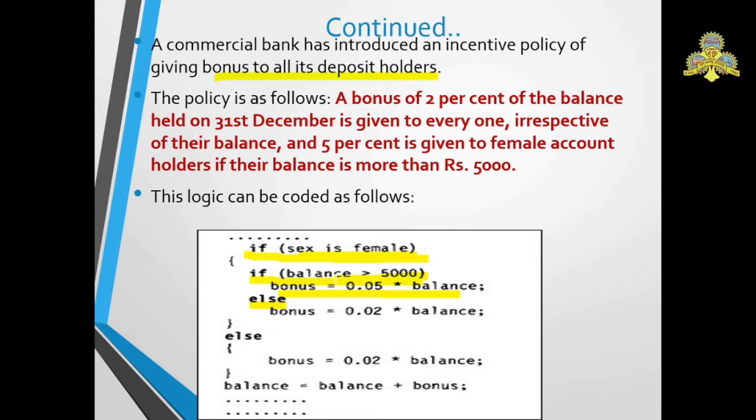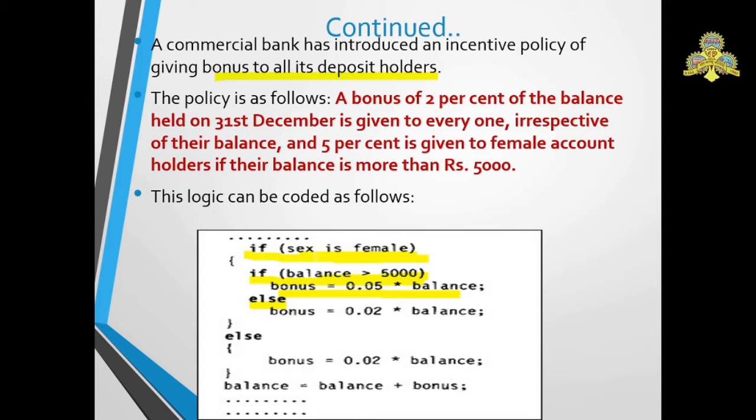Else, if the balance is less than 5,000, means if this condition becomes false, then its else part, that is its false part, will be executed. That is, the balance is added with the 2%. The 2% is added to the account holders. This is the innermost if statement.